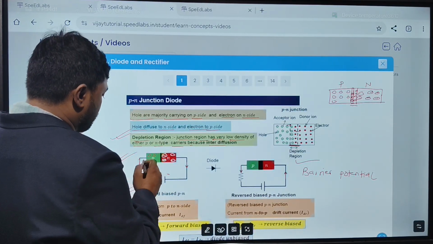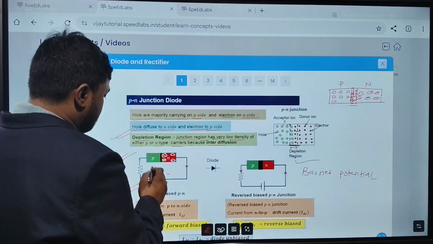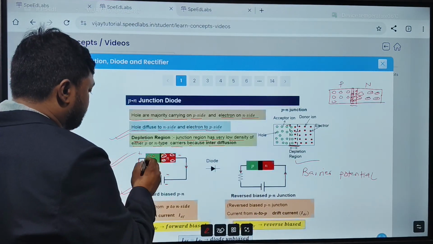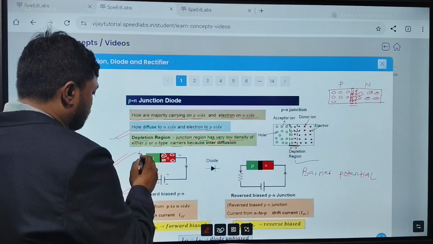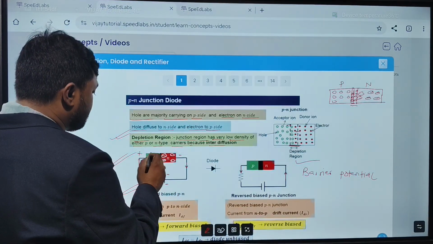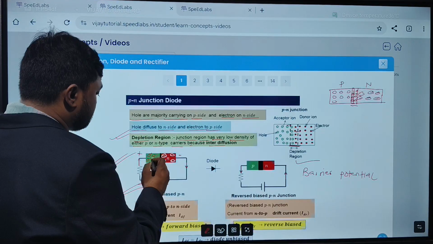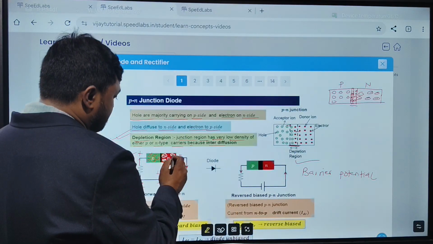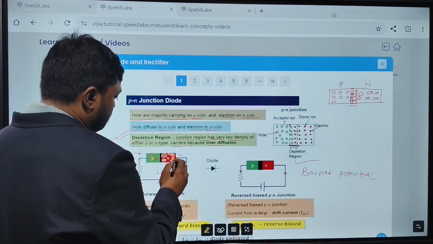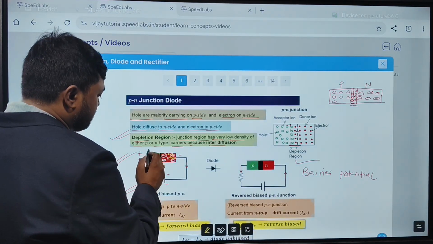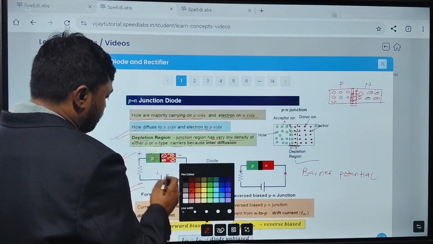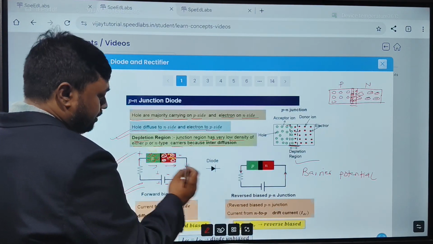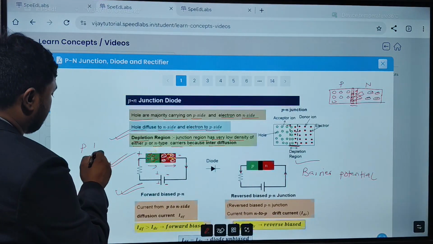So what will happen? This end becomes positive. Why? Because this is connected to positive, this side becomes positive. This is the negative of that battery, so this side becomes negative. Yes or no? So when holes are here, like charges repel each other, so holes will move in this direction. Electrons are negatively charged particles, so they will also be repelled in this direction. All holes are moving in this direction, so current will be in the same direction. As electrons are moving to this side, current will be in the opposite direction. So overall current flows from P to N.